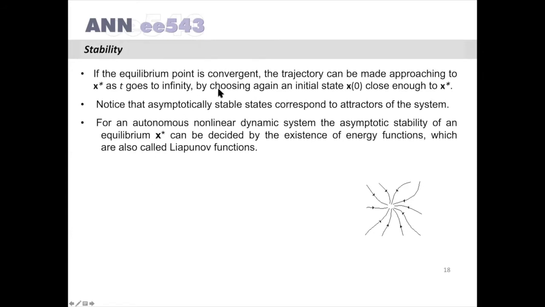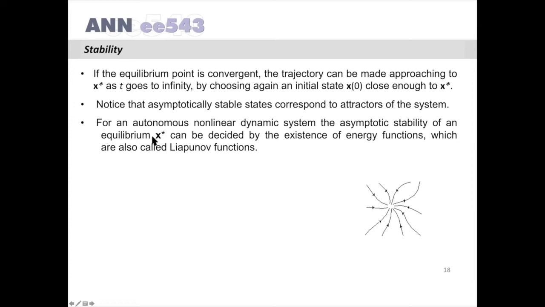If the equilibrium point is convergent, the trajectory can be made to approach X star as t goes to infinity by choosing, again, an initial state x0 close enough to X star. Notice that asymptotically stable states correspond to attractors of the system.